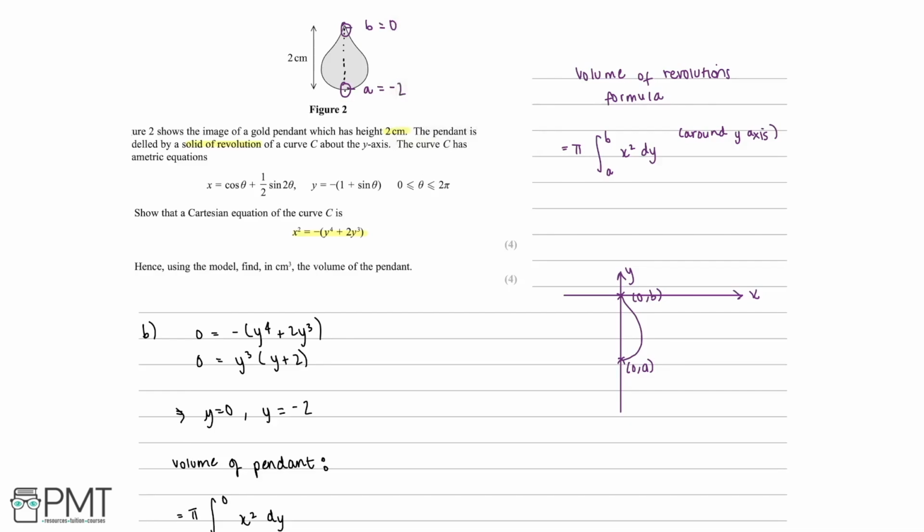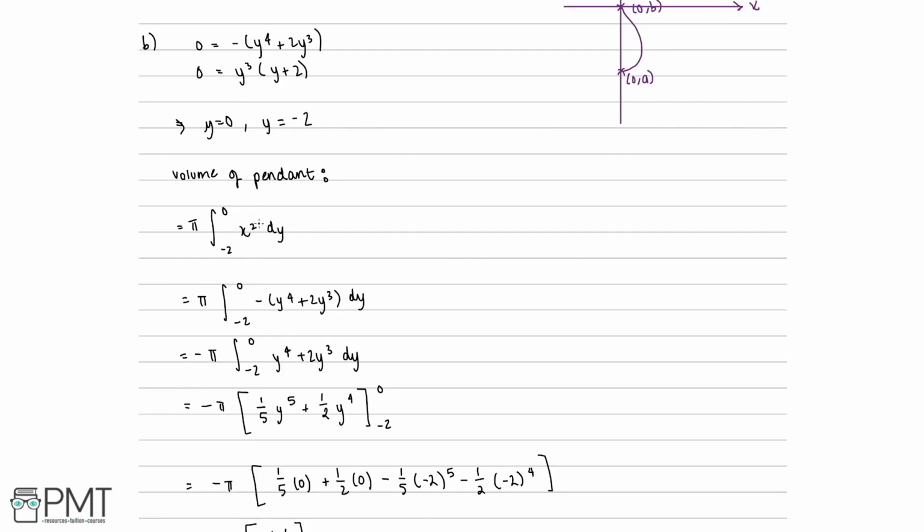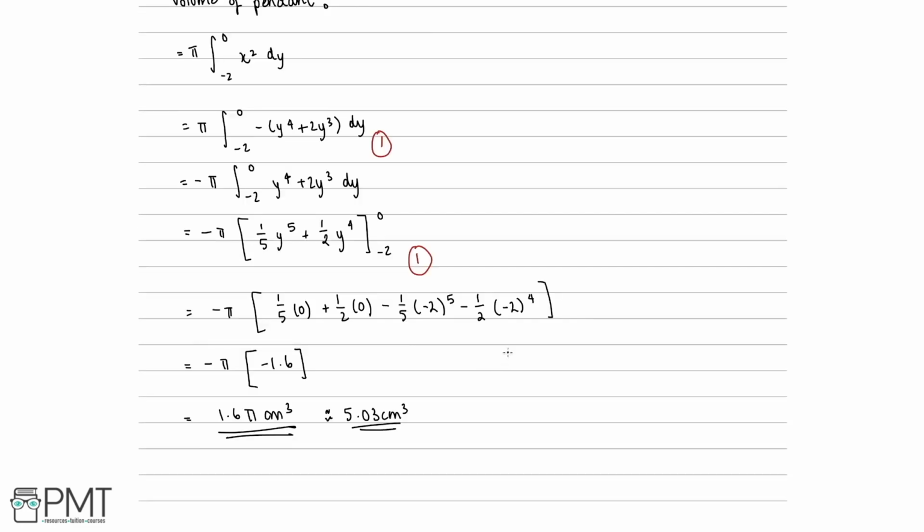Now that we've answered part B, let's find out where the marks are. You get 1 mark for identifying that the volume of revolution can be written as pi multiplied by the integral between minus 2 and 0 of x squared with respect to y, and substituting in minus y to the power 4 plus 2y cubed into x squared. We get another mark for then integrating this expression and putting it in this form. You get another mark for putting in the limits and writing it out in this expanded form. And you get your final accuracy mark for finding the correct solution at the end.